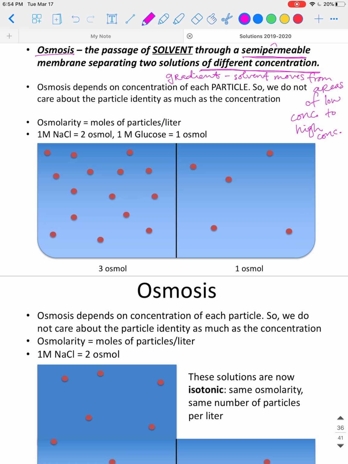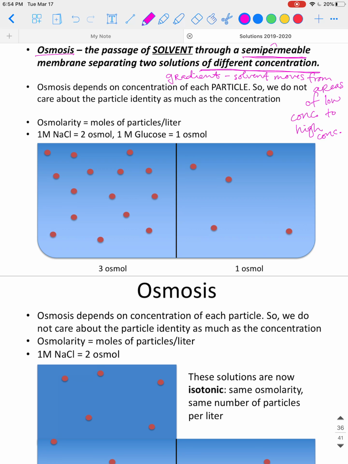All right, the next thing we read is that osmosis depends on the concentration of each particle. So we do not care about the particle identity. We really only care about concentration when it comes to osmosis. So don't get lost in what kind of particles, and that's why I've represented particles here as these red spheres. We're only going to be looking at how many red spheres. We don't care if it's sodium or chloride or what.